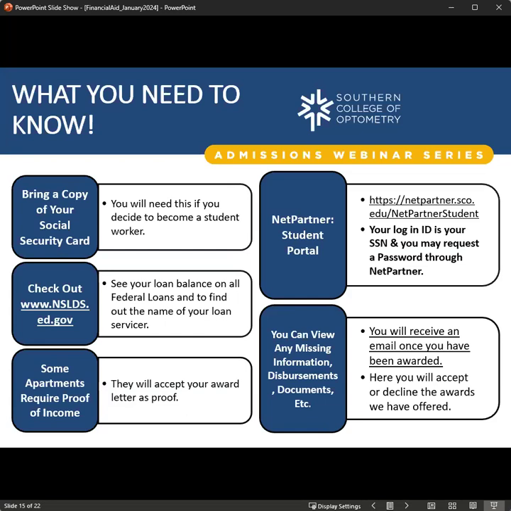I mentioned logging into NetPartner. That is where you have to accept your aid. That's where you're going to see the FERPA form as well as the Student Rights and Responsibilities form. And then you will also see if we require more information, such as the master promissory note, entrance loan counseling. Next slide, please.